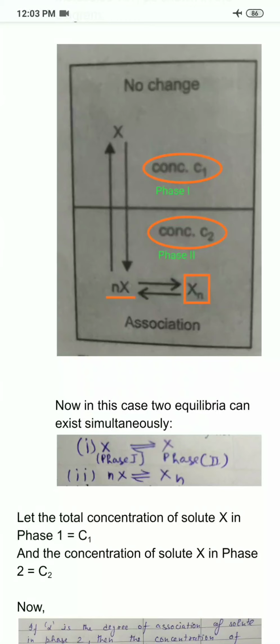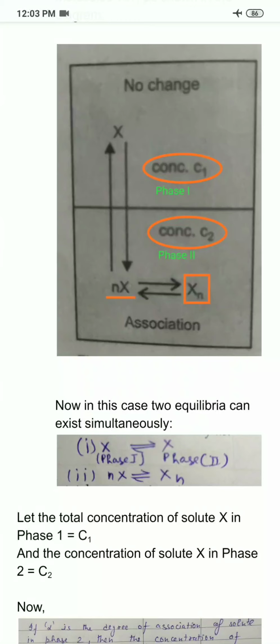However, if the solute undergoes association or dissociation in any one of the solvents, or enters into chemical combination with any one of the solvents, then this expression does not remain valid and the distribution law gets modified. So, depending on the interaction of the solute with the solvent, we can have different cases for distribution law and it gets modified accordingly.